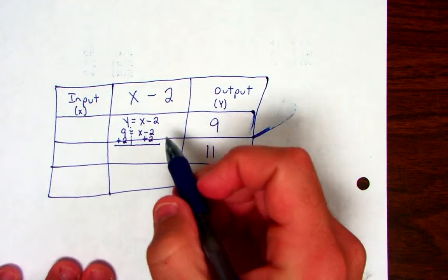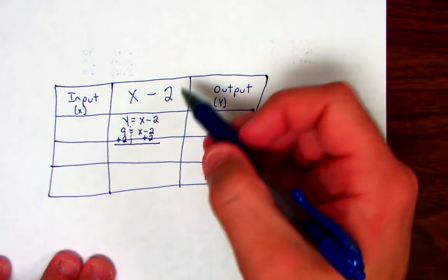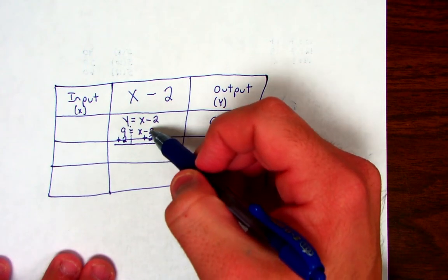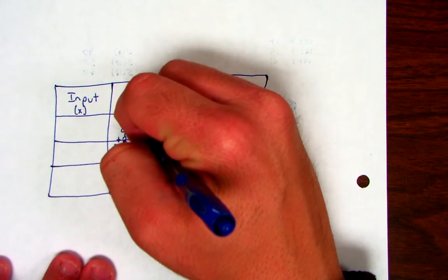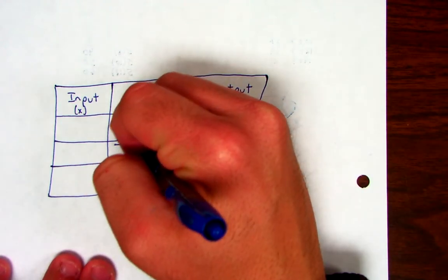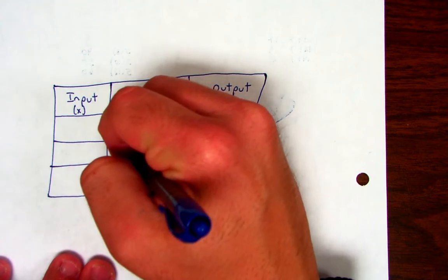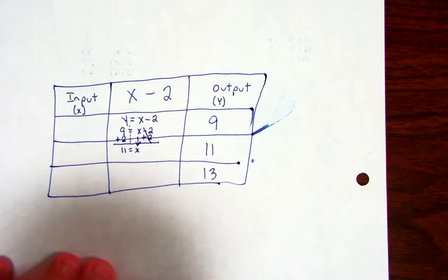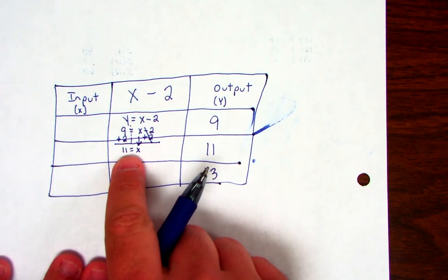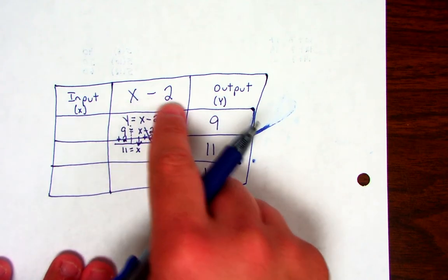Well, there's something we're going to be talking about later on. It's called a zero pair. 2 take away 2, doesn't that just cancel each other out? Well, yes, it does. That's called a zero pair. I didn't touch the x, bring it down. What is 9 plus 2? Oh, well, that's 11. Well, you're just telling me x is 11? Let's check it out. What is 11 minus 2? Oh, well, it's 9. It works.